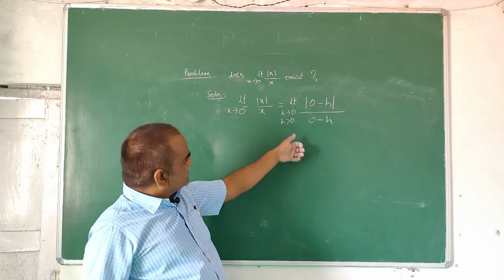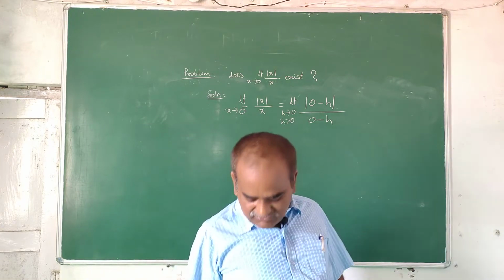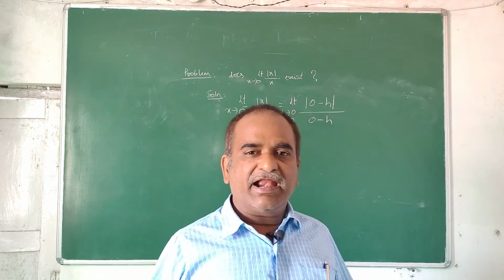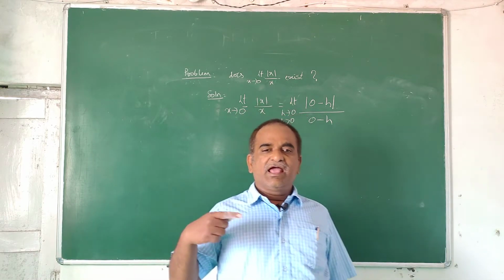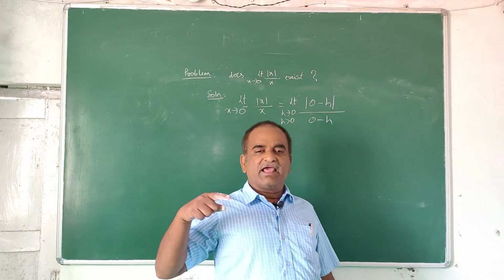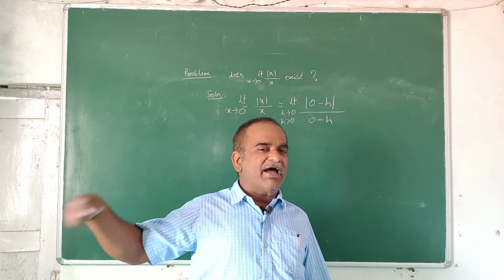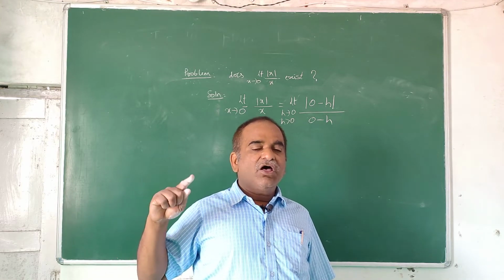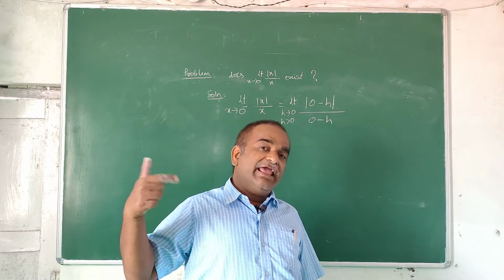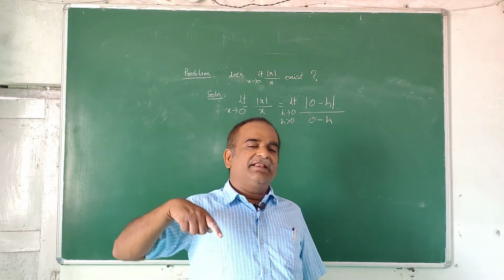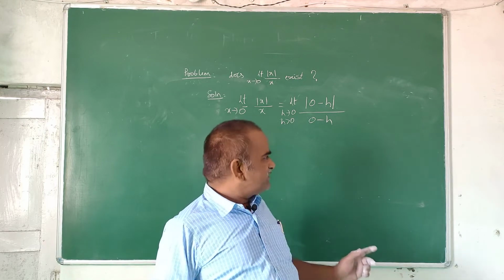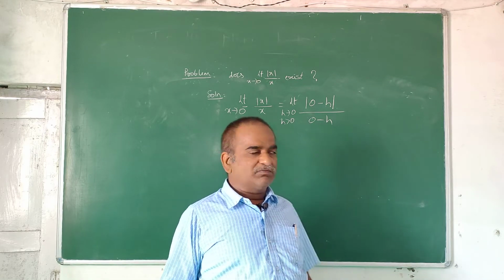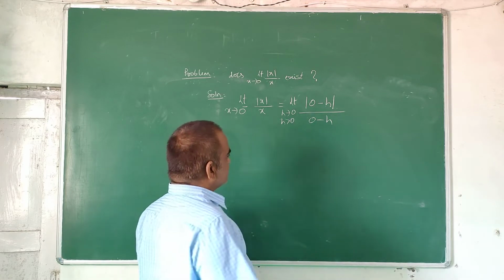So this is a procedure. You have to calculate the left hand and right hand limits. When you are calculating the left hand limit, where x tends to a minus, x has to be replaced with a minus h. And here you have to put limit h tends to 0, h greater than 0. This is the procedure you have to follow inevitably.